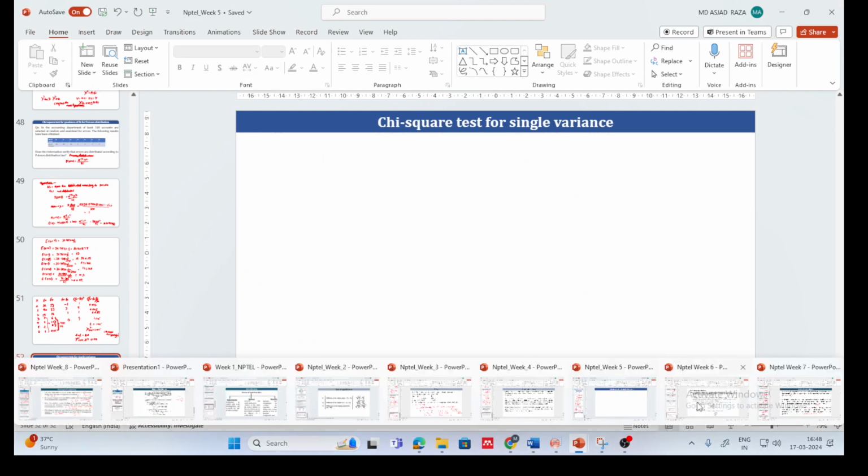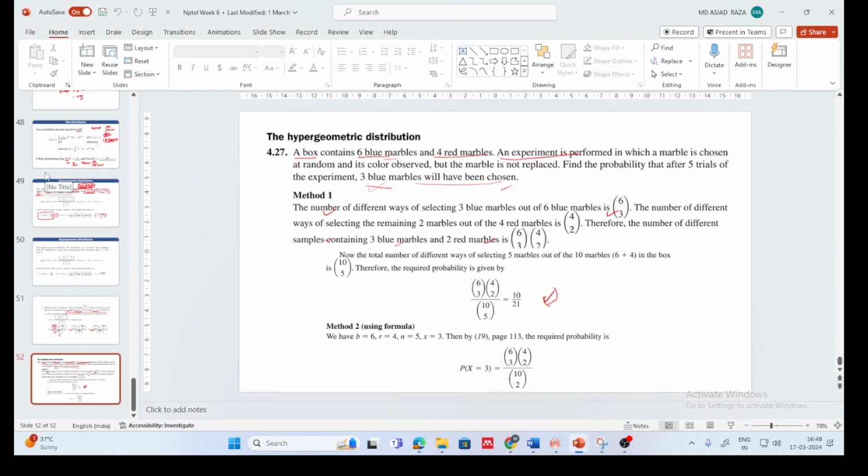Now we'll see the hypergeometric. In week 6 we had the exponential distribution, then the hypergeometric. In the hypergeometric, we have multiple boxes, we choose a sample from the box, and based upon that we have to calculate the probability.